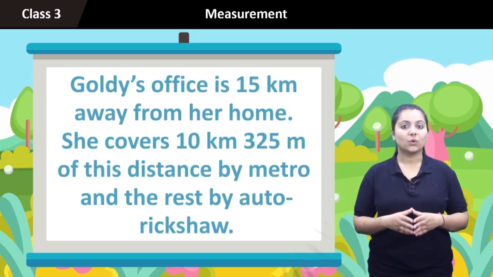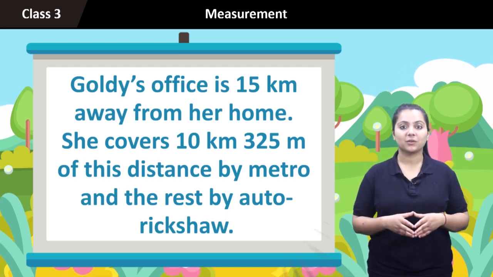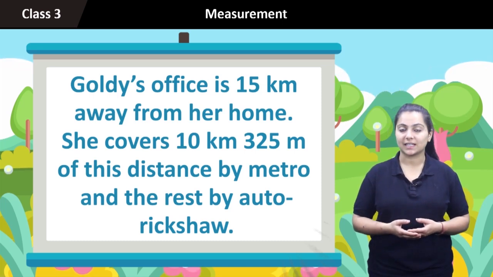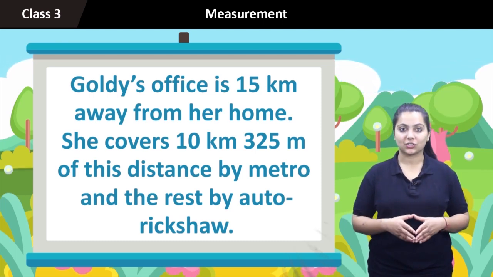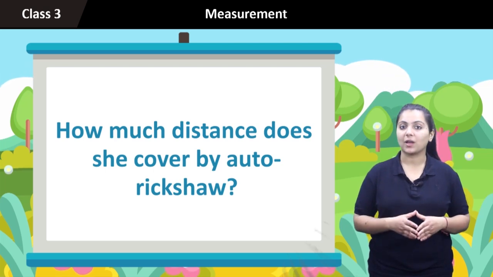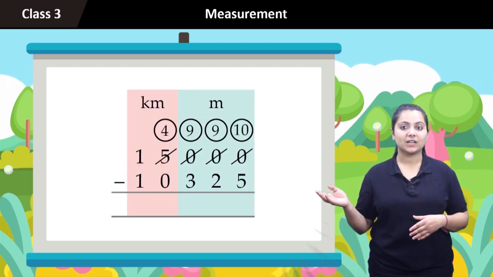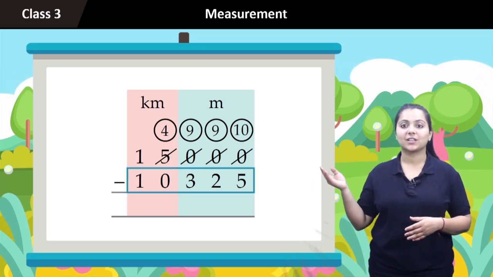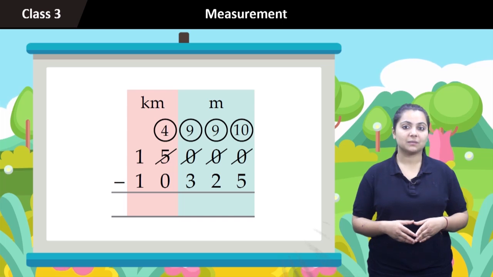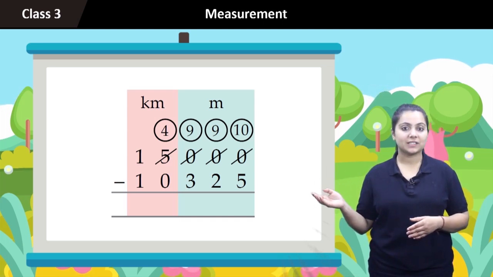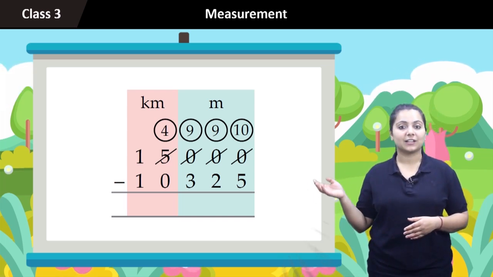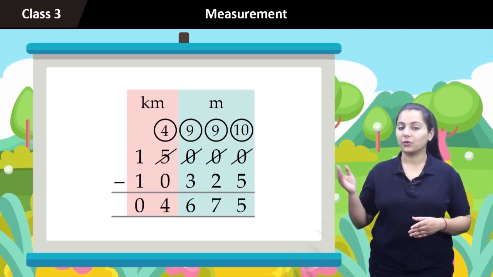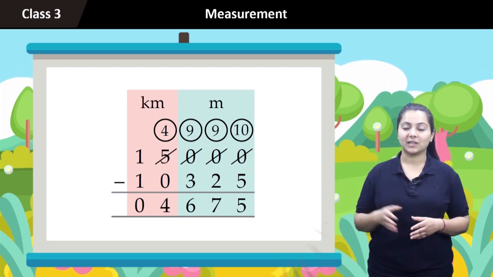Example 3. Goldie's office is 15 km away from her home. She covers 10 km 325 meter of this distance by metro and the rest by auto rickshaw. How much distance does she cover by auto rickshaw? Total distance to be covered 15 km. Distance covered by metro 10 km 325 meter. Distance covered by auto rickshaw is 15 km minus 10 km 325 meter. Thus, the distance covered by auto rickshaw is 4 km 675 meter.